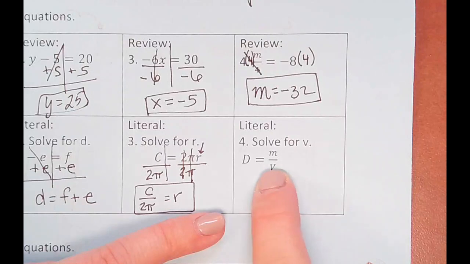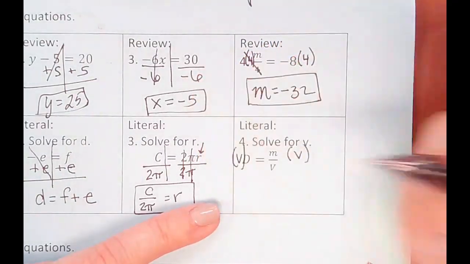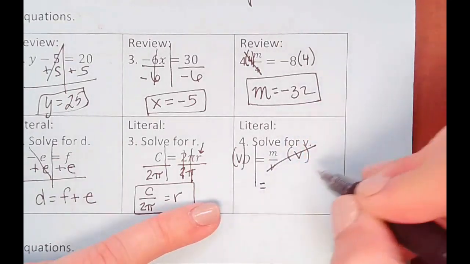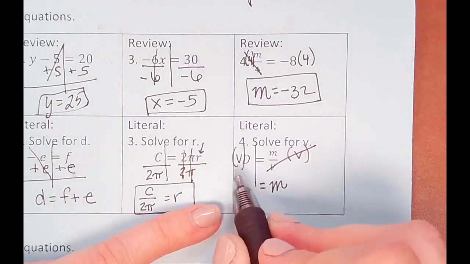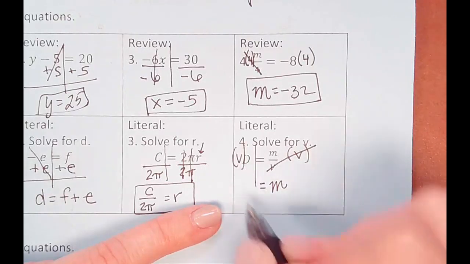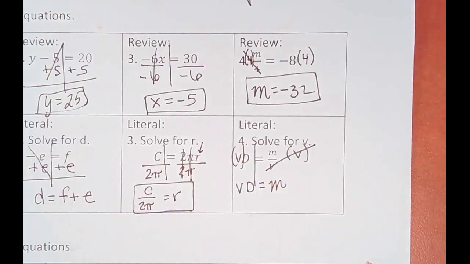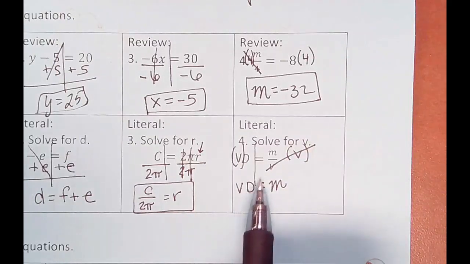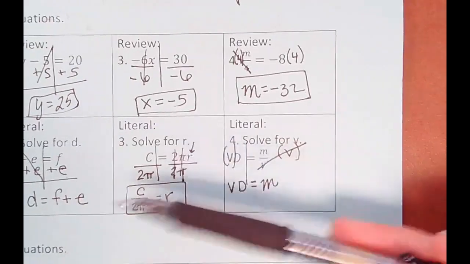Recalling, it said solve for v. I don't have v all alone yet. I had to get rid of the fraction, so now I do kind of what we did. v and d are being multiplied together, so I can now divide by d. On the left, the d's cancel, so I have v equals m over d. Finally, I have v alone. That's my final answer. That was two steps. Let's go on to the next section.